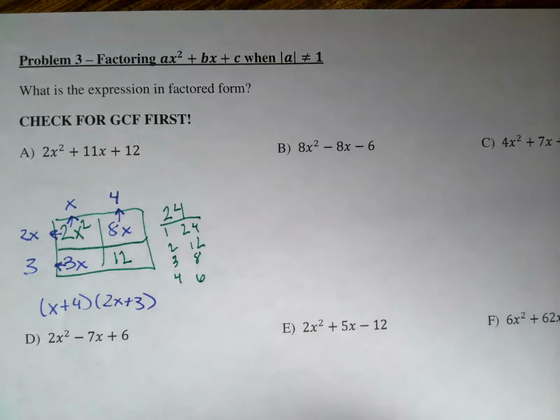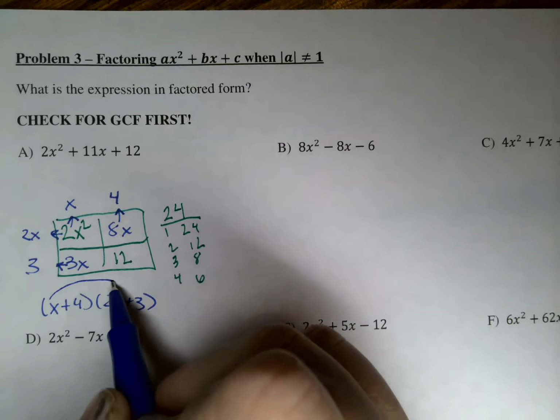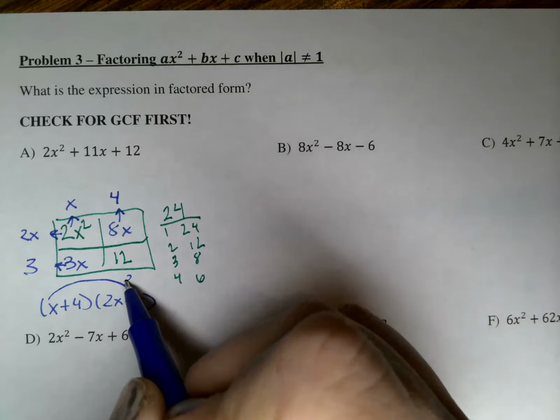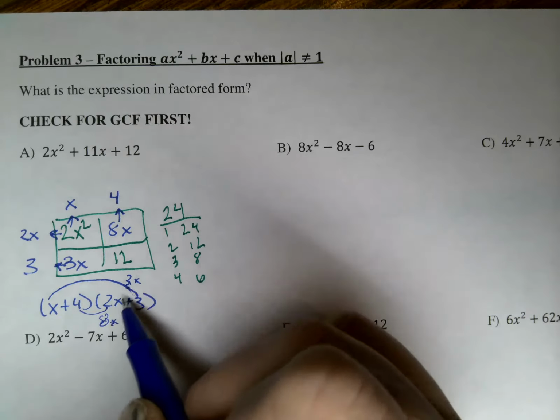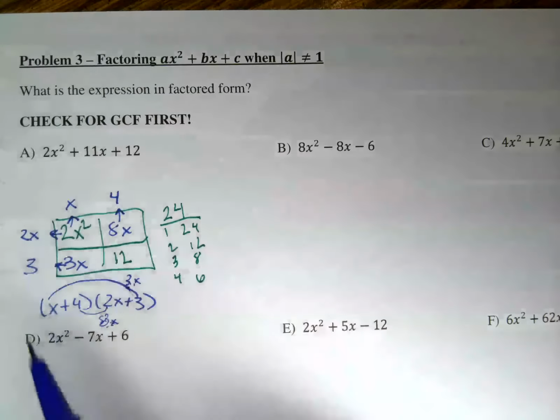If you do guess and check, it's fine too. You always just want to make sure to guess your outside. So this would give me a 3x, and check my inside. That would give me my 8x. And together, those still add up to get my middle term.